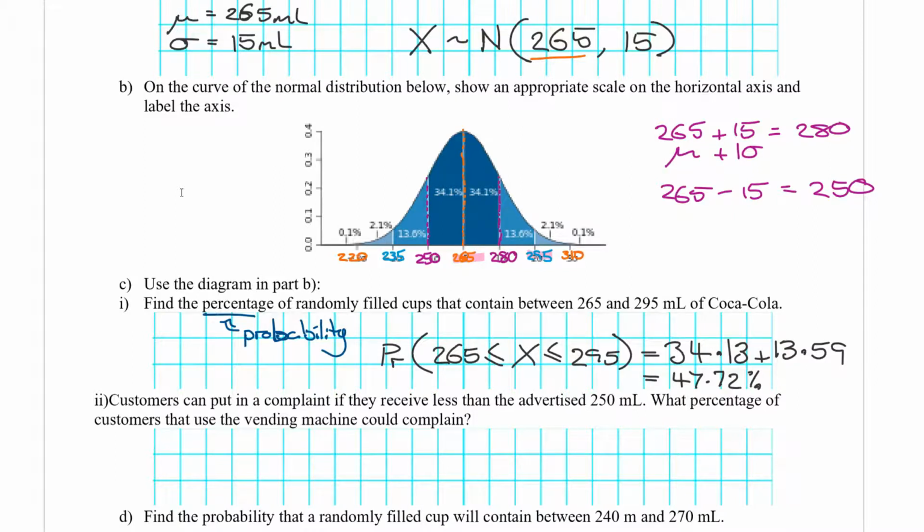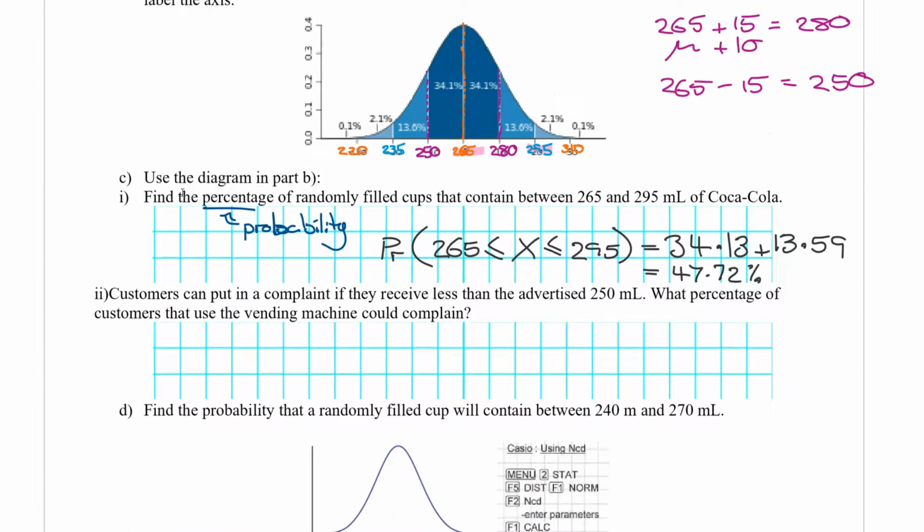Now going down, customers can put in a complaint if they receive less than the advertised 250 milliliters. What percentage of customers that use the vending machine could complain?